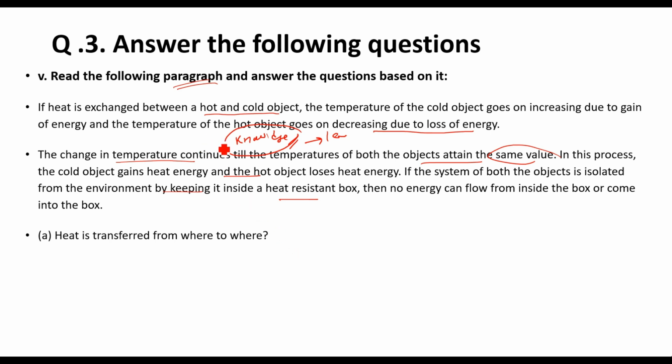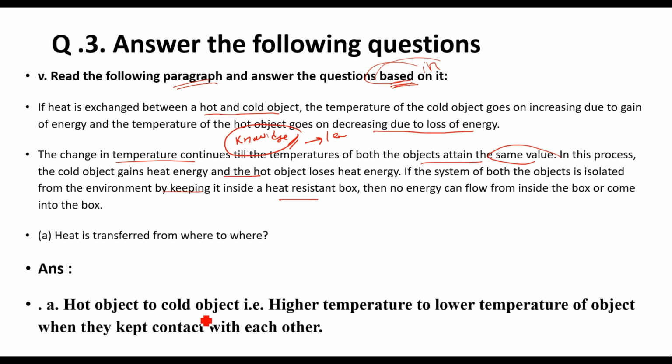Now the question asked is: heat is transferred from where to where? Actually there is no need to read the whole passage. The question is based on it, which means using it you have to write the answer. So the answer to this question is: from the hot object to the cold object, that is, from higher temperature to lower temperature, when they are kept in contact with each other. This is the perfect answer to this question.